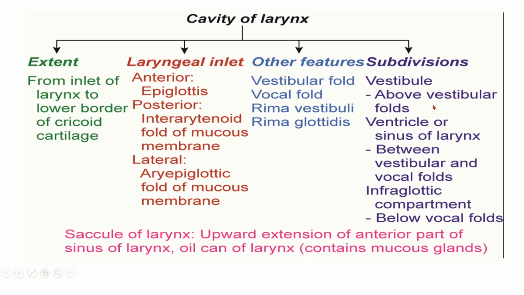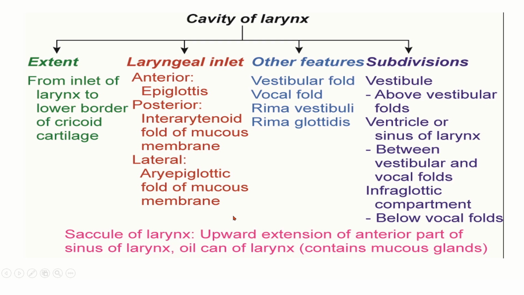The vestibule is above the vestibular folds, the ventricle or sinus of larynx is between the vestibular fold and vocal folds. Below the vocal folds is the infraglottic compartment. The space between two vestibular folds is called rima vestibuli, and the space between two vocal folds is the rima glottis. It is the shape of the rima glottis which determines the voice. So laryngeal inlet is anteriorly bounded by epiglottis, posteriorly by the interarytenoid fold of mucous membrane, and laterally by the aryepiglottic fold of mucous membrane.